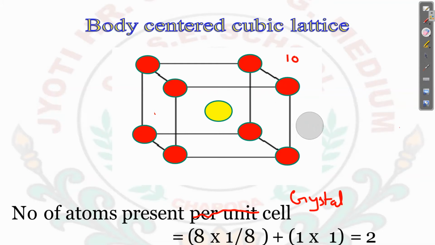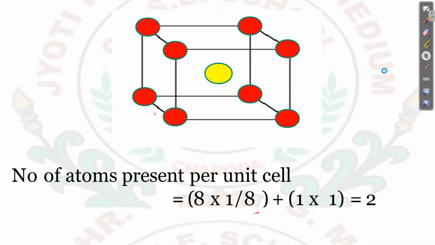Next is the body centered example. How many atoms are contributing here? Two atoms are contributing. How are there two? Eight at the corners mean one atom here, and one at the center means one atom here. So 1 plus 1, two atoms are totally contributing here.